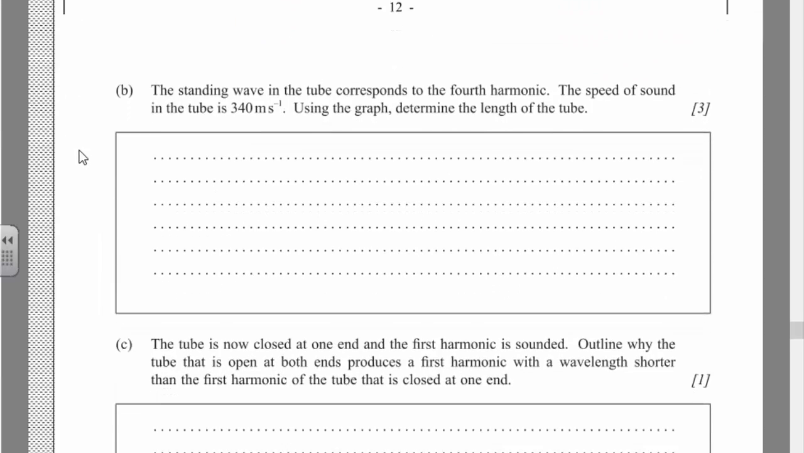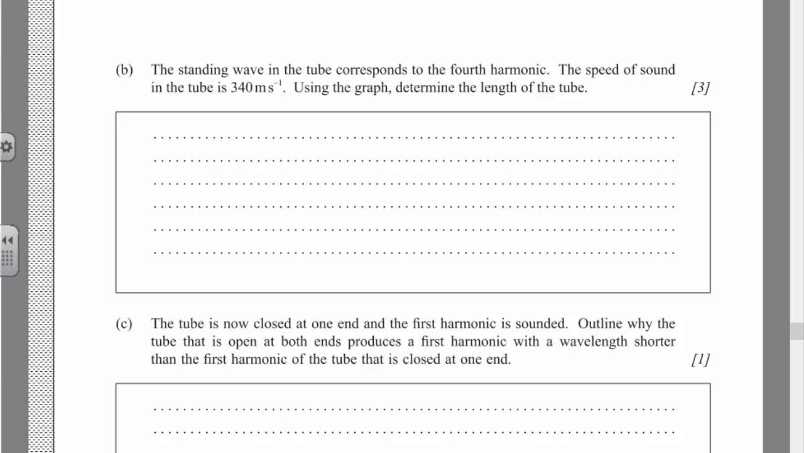The standing wave in the tube corresponds to the fourth harmonic. The speed of sound in the tube is 340 meters per second. Use the graph to determine the length of the tube. So we know v is equal to 340 meters per second. We know the first harmonic would fit a half wavelength. The second harmonic would fit one wave. The third harmonic would fit 1.5 waves. The fourth harmonic would fit 2 waves.